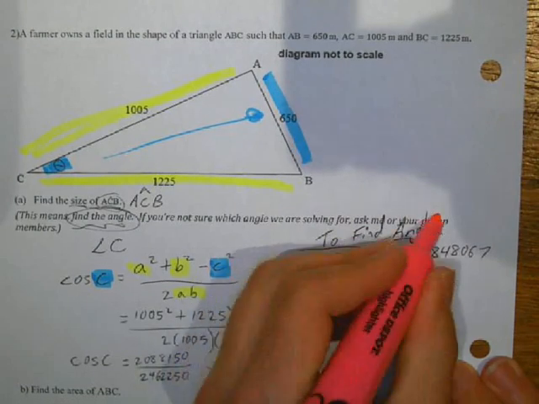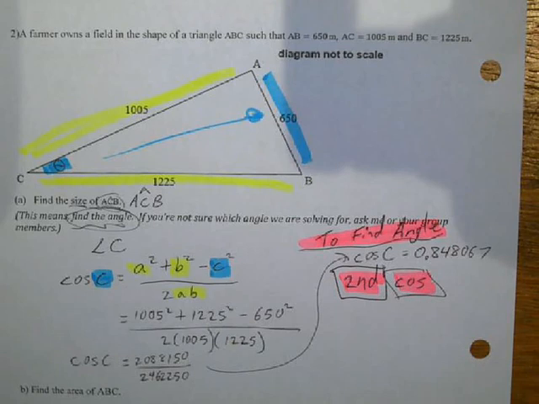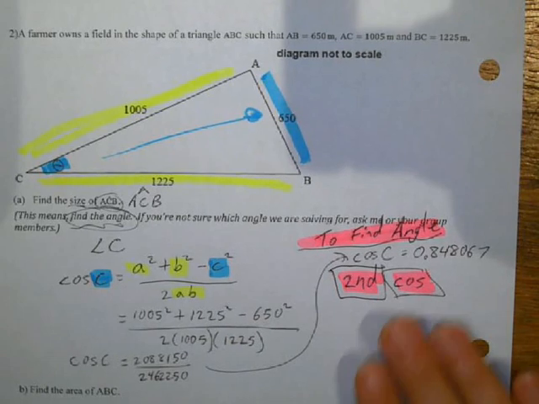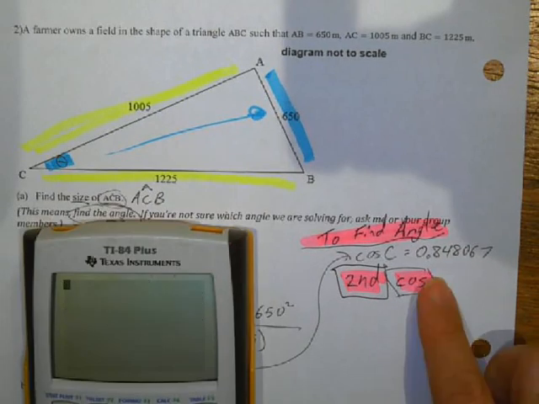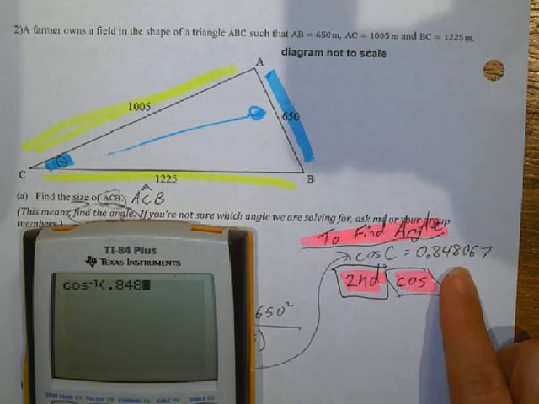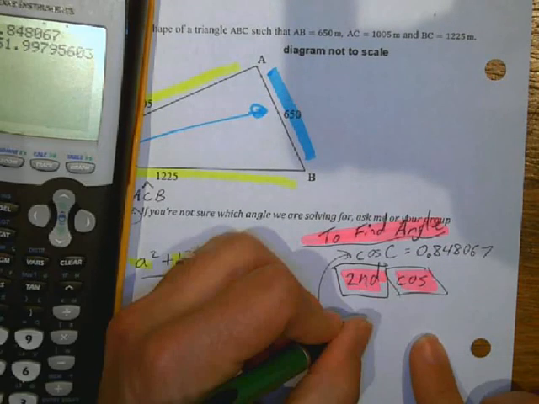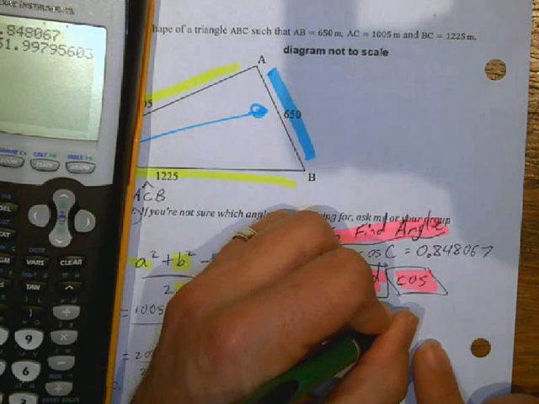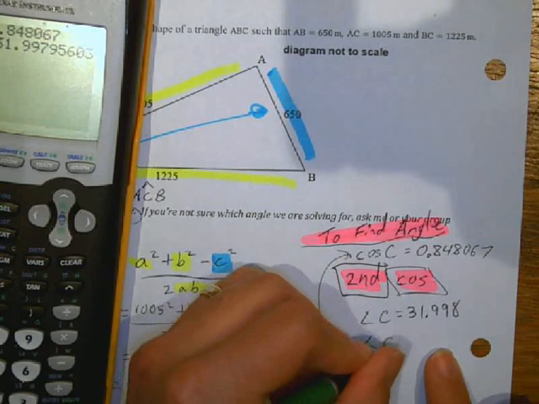To find an angle, you got to press second and then the trig function that we're working with. So if I type this into my calculator, second cosine 0.848067, enter, I'm going to get an angle of 31.999. So angle C equals 31.998. We could say angle C equals 32 degrees.